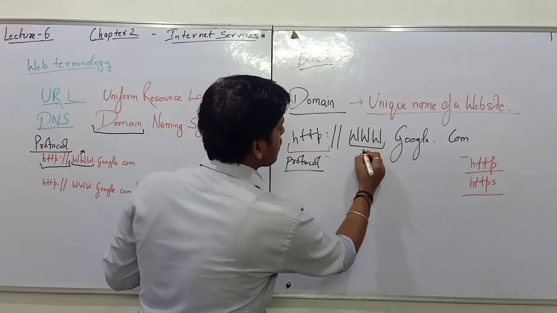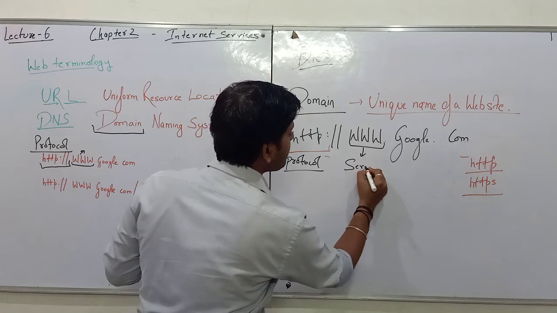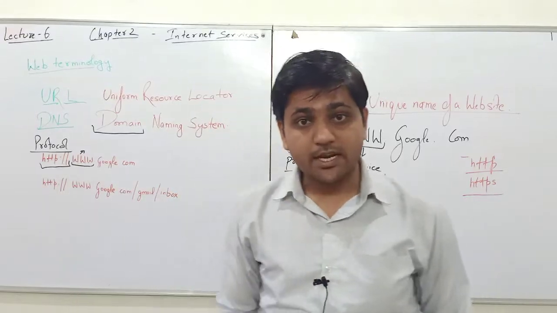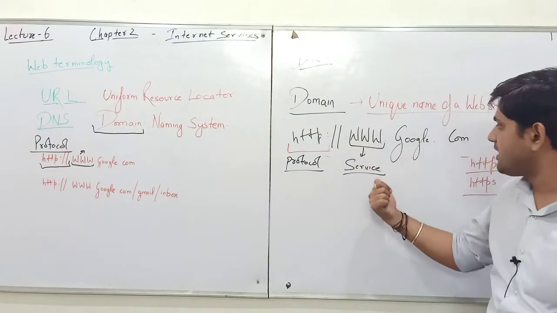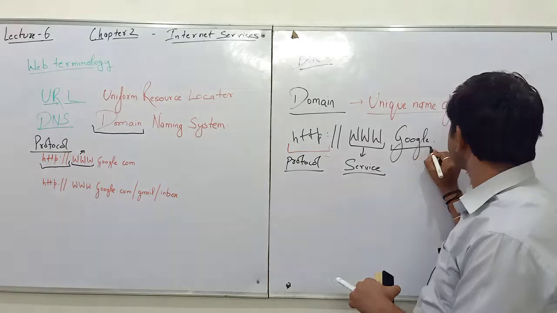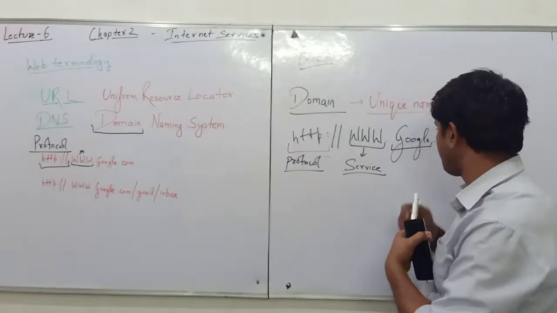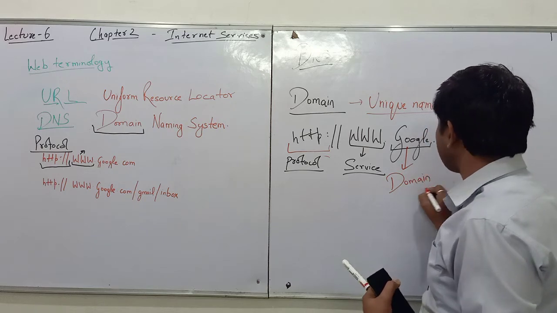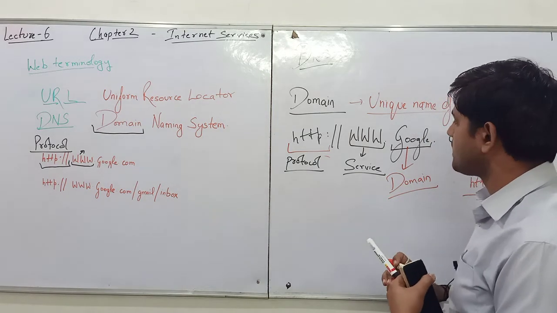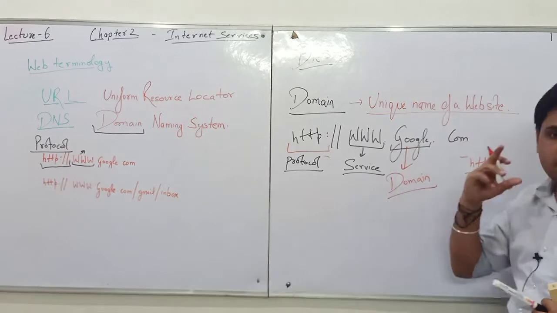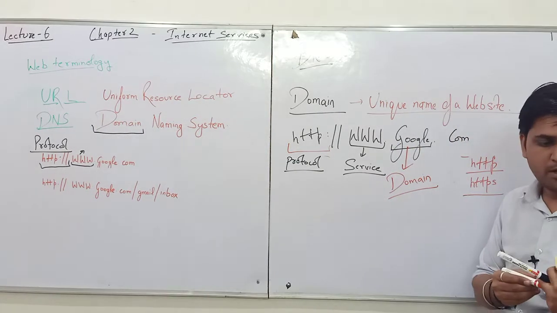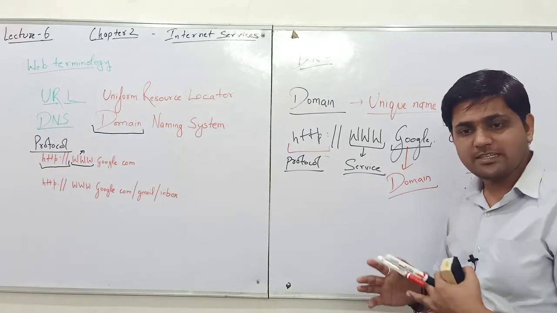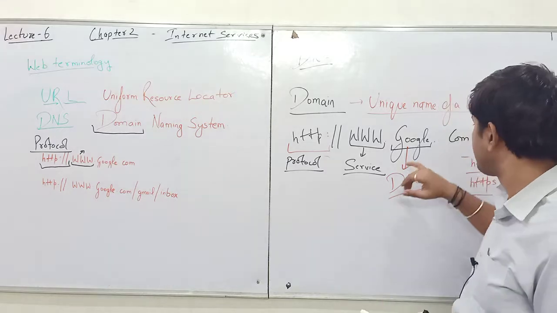This www is also known as a service, which is provided by the internet. www is not the internet, it is a service which is provided from the internet. Now this Google is the name of a website. This particular part is known as the domain. If you take the example of www.amazon.com, Amazon is the name of a website. If you take the name www.pehalagadam.com, in that it is the name of a website.